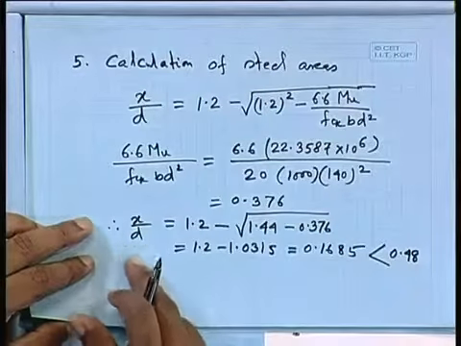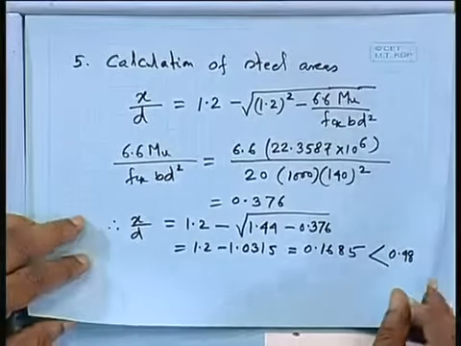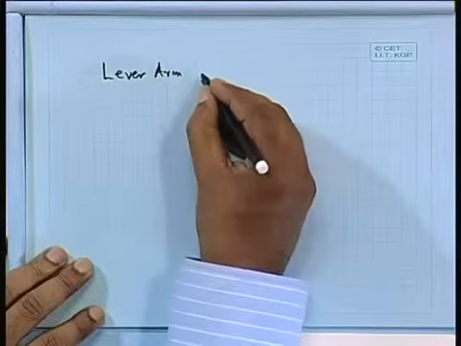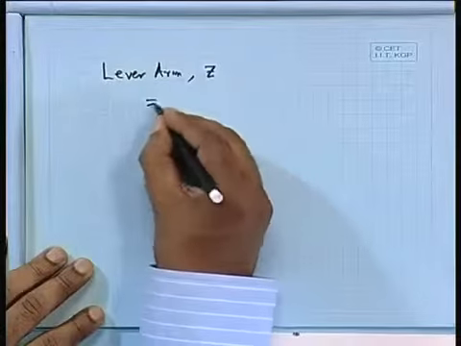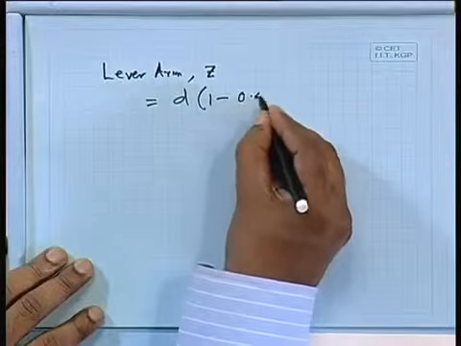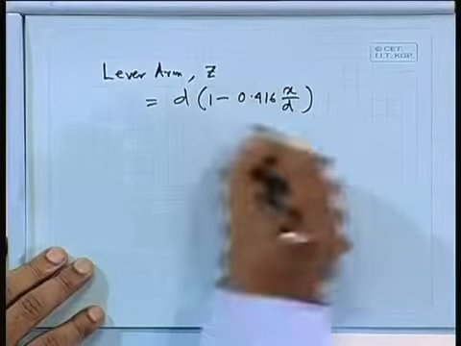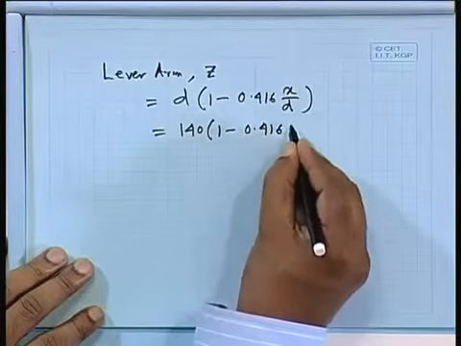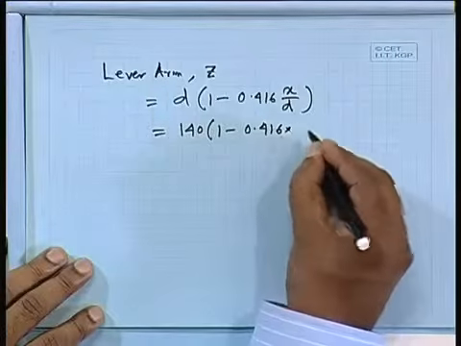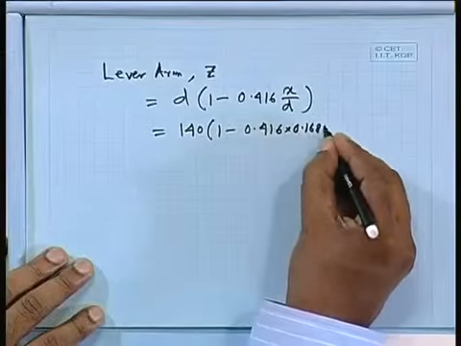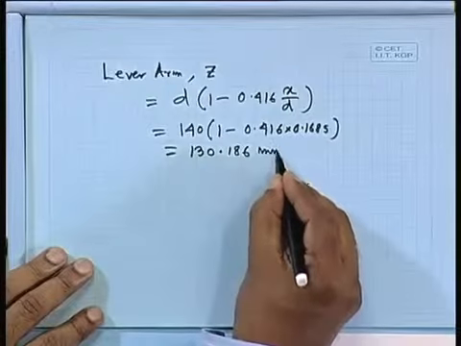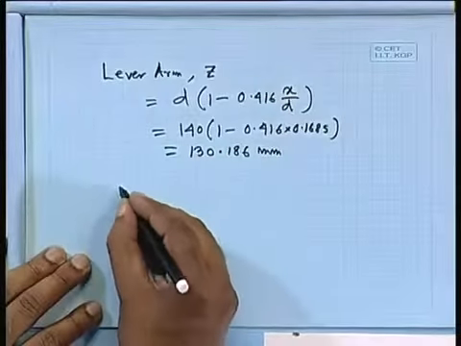So we can now calculate the lever arm. Lever arm Z is equal to d times (1 minus 0.416 x by d), with d equal to 140, so 1 minus 0.416 times 0.1685, which equals 130.186 millimeter.